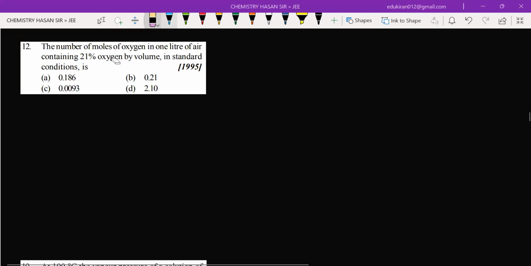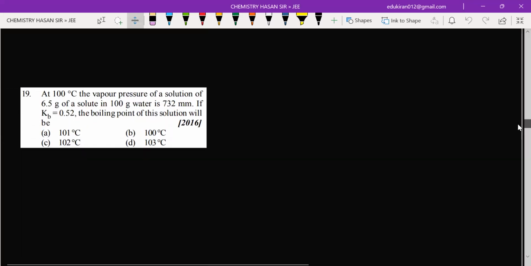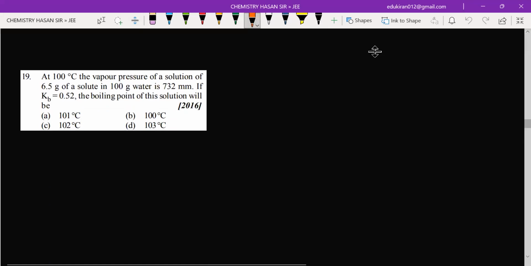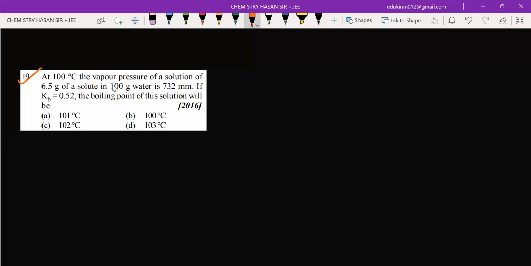Let me know if you are not able to solve this. Yeah, Tharif, the answer is right. Shahid, what about the option, you? Yeah, very good. Now we are moving towards the colligative property. Both of you are right. Very good.